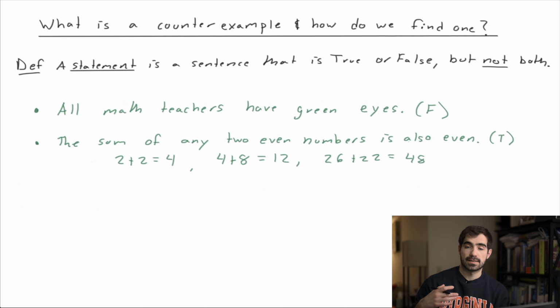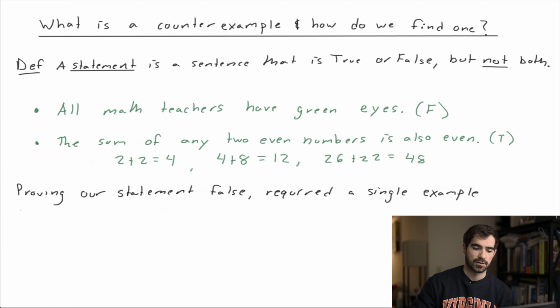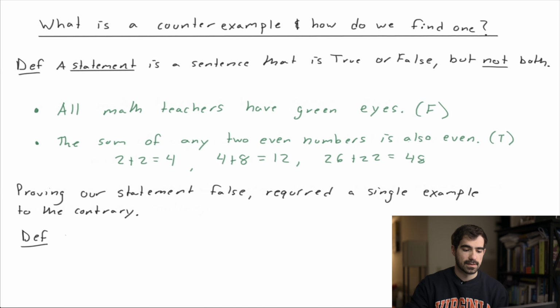Now, what we can notice here, at least in particular with our first statement, is that all we needed to demonstrate that it was false was to provide a single piece of evidence to the contrary. We just needed one example of a math teacher who did not have green eyes in order to show that the full statement was false. So proving our statement false required a single example to the contrary. And that single example is what we call a counterexample. Or in other words, a counterexample is an example that proves a statement false.